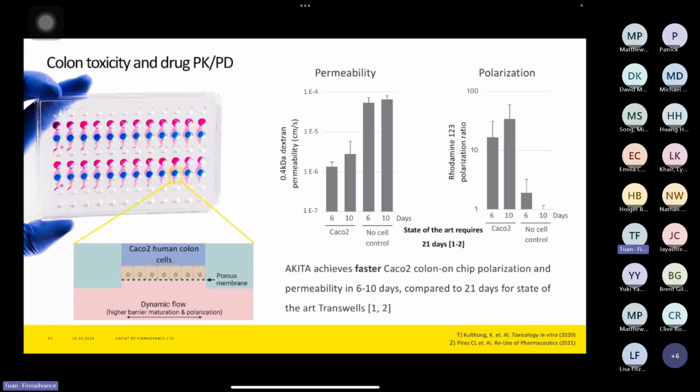And the gut on chip model, again, is the one that we performed with only the PET membrane, long before we had the biospan membrane. We also confirmed it quickly with the dextran assay and also polarization. With optimized coating and cell culture procedures, we were able to achieve a faster colon on-chip polarization and maturation of this model within 6 to 10 days, compared to 21 days for the state-of-the-art transwell inserts.